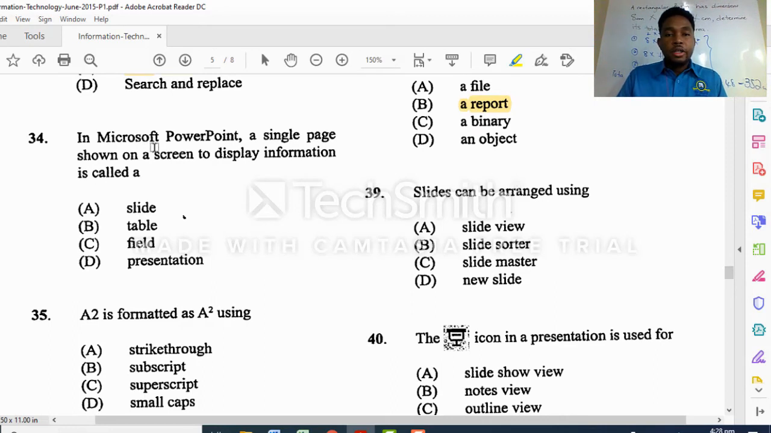It says, in Microsoft PowerPoint, a single page shown on a screen to display information is called a what? A single page in PowerPoint is called a slide. Moving over to the next one, it says slides can be arranged using what? All our slides are in the left panel, so we could use our slide sorter to rearrange our slides if we want.